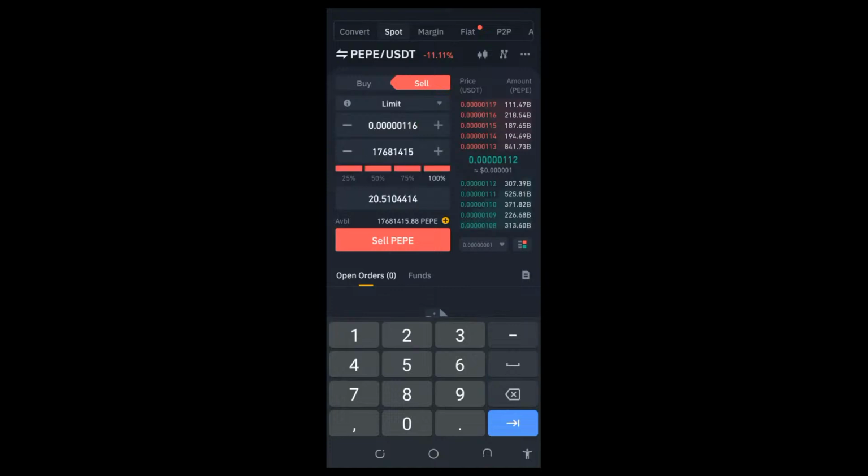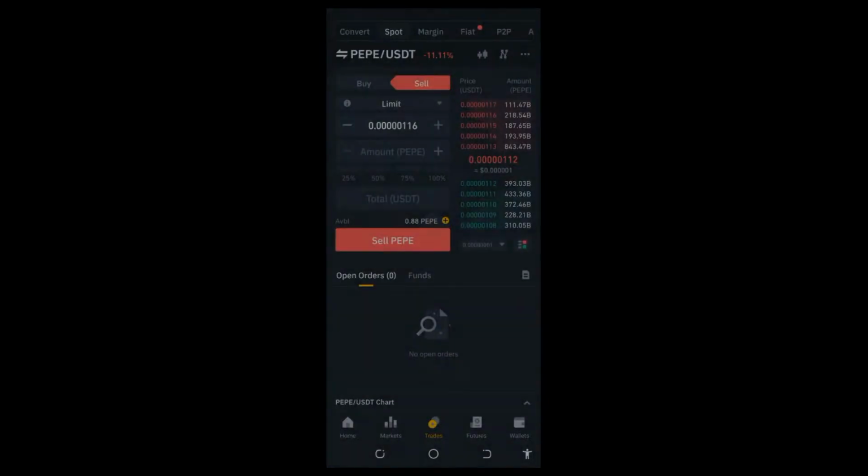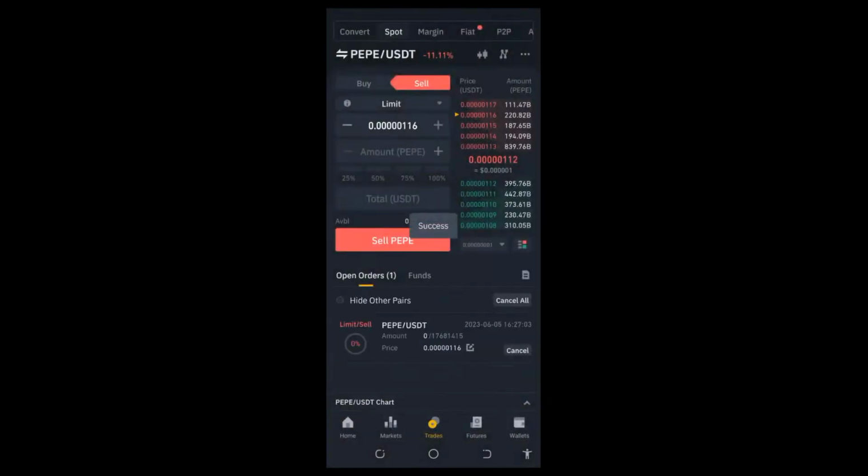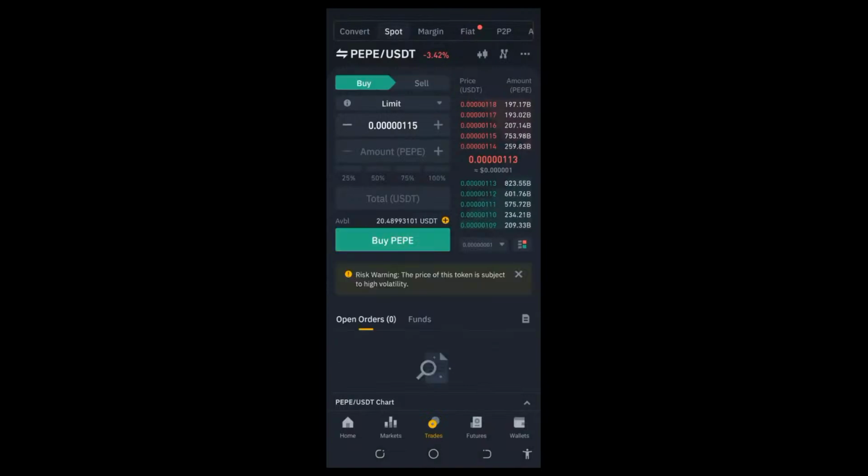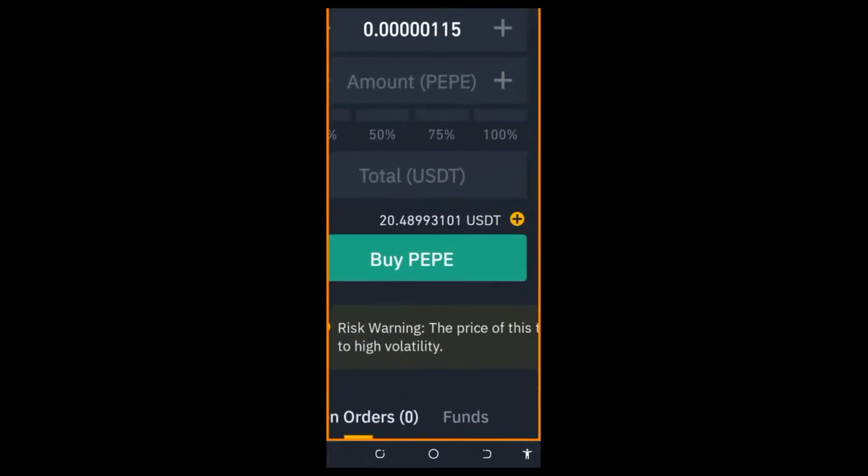Let's just take our screenshots and then we'll sell. Okay, currently it's in the queue. I'll be back to give you the results shortly. All right, I'm back. And guess what? Pepe USDT has already sold. And see what we've got: 20.4899. And you can guess what that is.